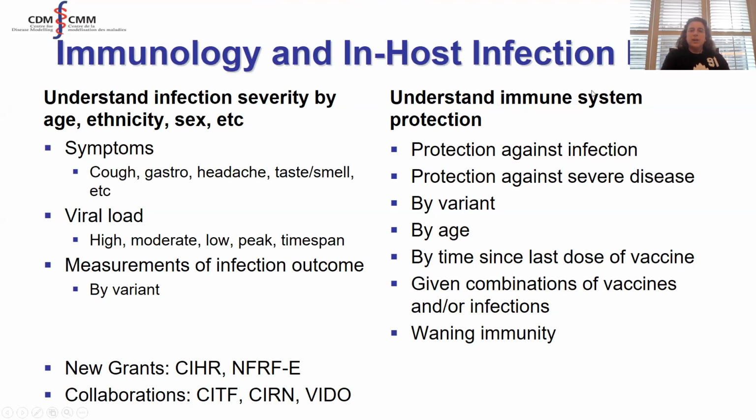On the other side, we're trying to understand immune system protection, quantifying the protection against infection by antibodies and T cells against severe disease, for the different variants, given how many different doses individuals have had and the time since the last dose, by age, because we know that immunity decays differently in different age groups. And then looking at different combinations of vaccines, whether individuals have had a mix of mRNA and adenovirus, or only Pfizer, or maybe some Pfizer and Moderna, and so on.